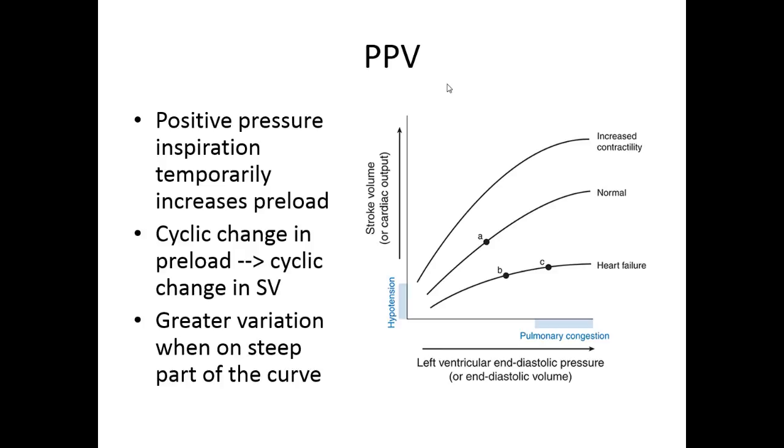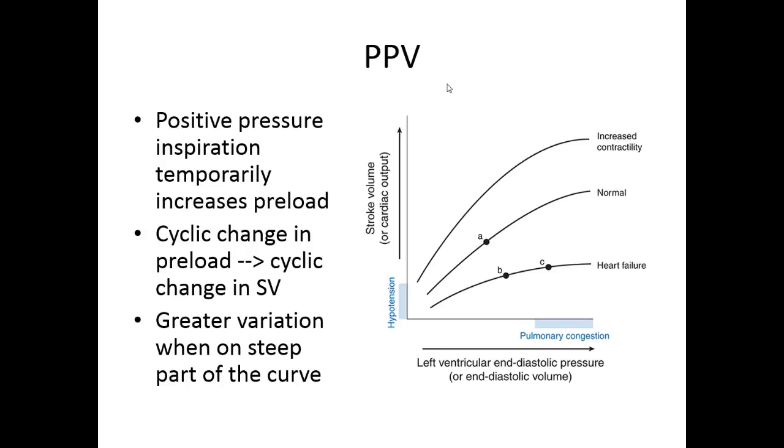Again, kind of the same concept. Your pulse pressure, your stroke volume variation, these are going to be greatest when your patient is on the steep part of a Frank-Starling curve, whichever curve applies to your specific patient, whichever point on that curve they're at.